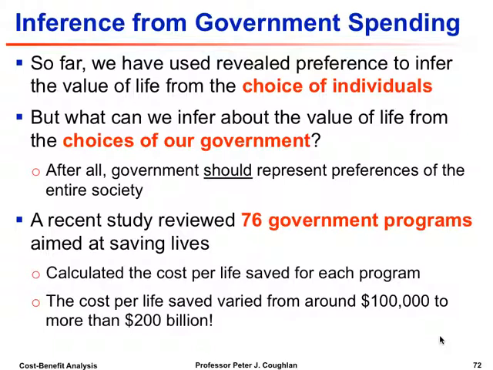There's a recent study that reviewed 76 government programs aimed at saving lives, and they calculated the cost per life saved for each program. And the cost per life saved varied from around $100,000 to more than $200 billion, which suggests that the government does not have a consistent standard for what they should spend to save a life.